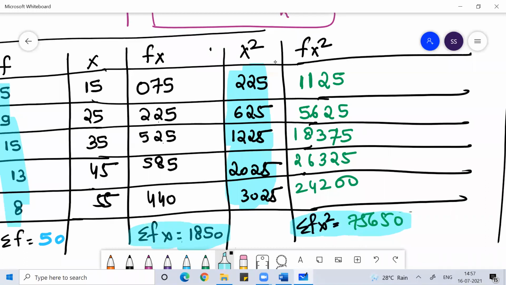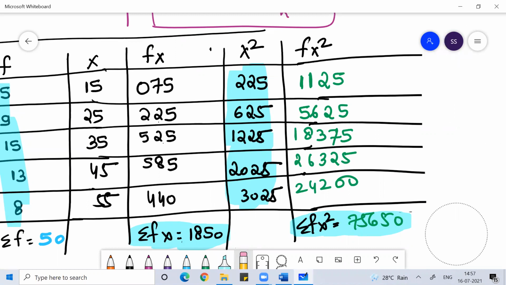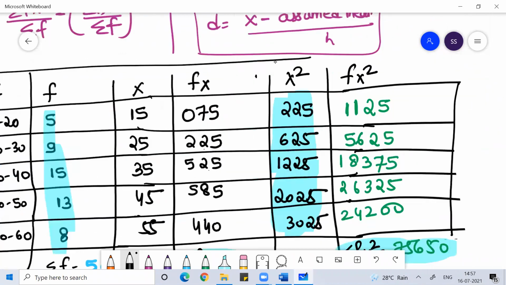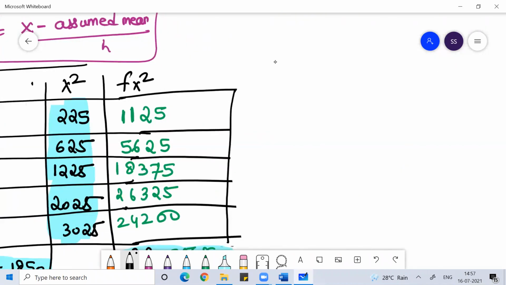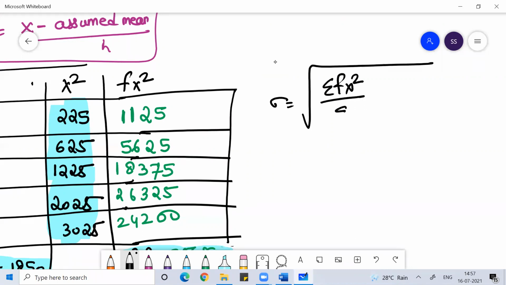This is the sum of fx. Okay, so once you get these values, guys, then you can calculate standard deviation. Standard deviation by the formula: under root of sum of fx square by sum of f minus sum of fx by sum of f whole square.